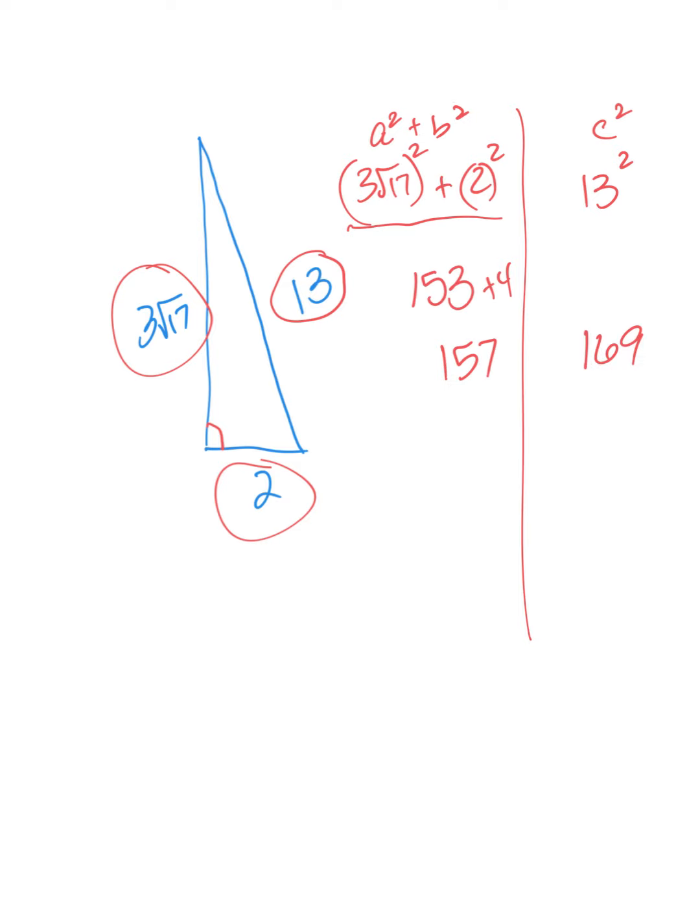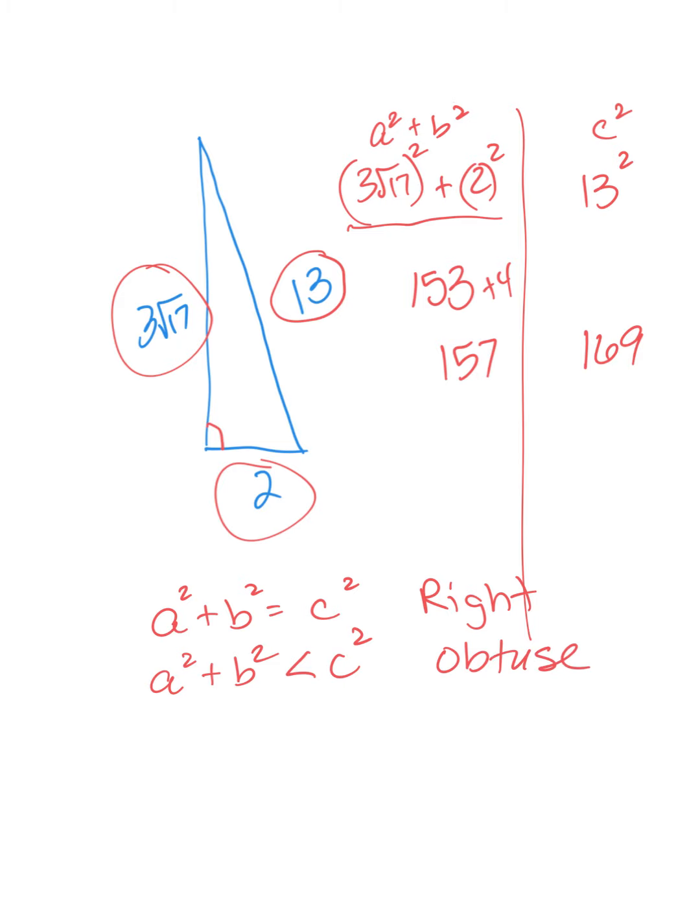When I do 13 squared, it's 169. So if a squared plus b squared equals c squared, that triangle is a right triangle. Are they equal? If a squared plus b squared is less than c squared, then it is obtuse. And if a squared plus b squared is greater than c squared, it's acute. So which one is it?